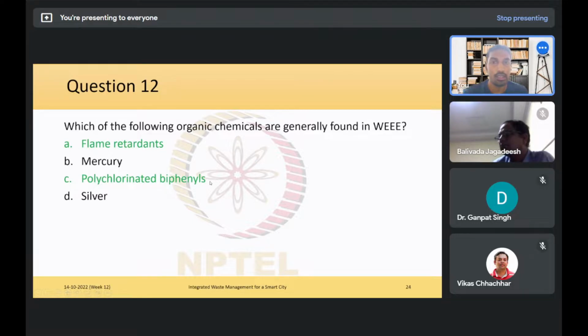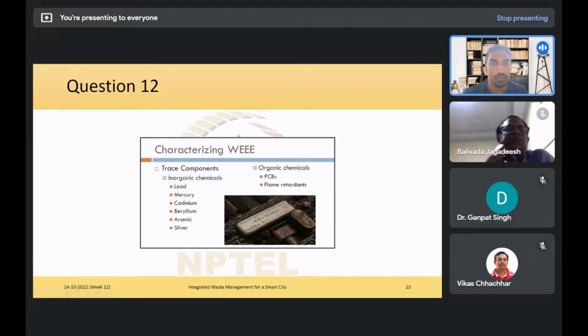These are used in the printed wire boards, right? So these are also organic chemicals. So options A and C are the right ones. We may not find them in a huge quantity, but still trace amounts of these are present in electronic wastes. We saw this as part of the characterization of WEEE. We have some inorganic chemicals and some organics. Mostly inorganic, such as lead, mercury, cadmium, beryllium, arsenic, silver, and so on. The organics in PCBs are the polychlorinated biphenyls and the flame retardants.